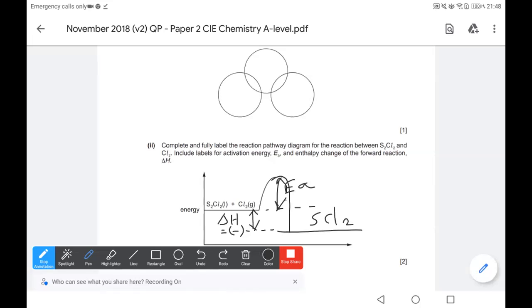Activation energy is the minimum energy we should supply for the reaction to happen, and we can change it using a catalyst. If we use a catalyst, activation energy decreases and reaction rate increases. But enthalpy change is always a constant. You can never change it. It's a constant for that particular reaction. It's good knowledge here. And if the forward is exothermic, the reverse will be endothermic.